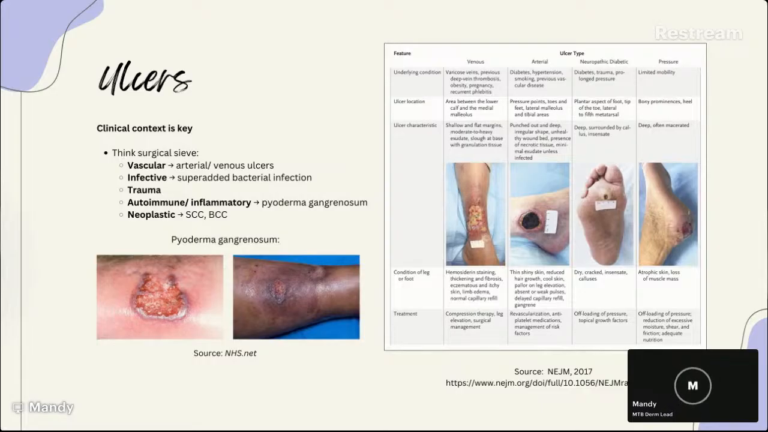Now, we want to be thinking, of course, also about other types of ulcers that might look similar to, let's say, a venous ulcer. So if you look at the image on the left-hand side by NHS, that's pyoderma gangrenosum. And that can often sometimes be seen with patients who have inflammatory bowel disease. So that's more of an autoimmune or inflammatory sort of underlying presentation for these sorts of ulcers. And it's really important to be able to look at the question that they presented to you and have a think about whether they have any particular risk factors, for example, for a venous ulcer that we mentioned earlier.